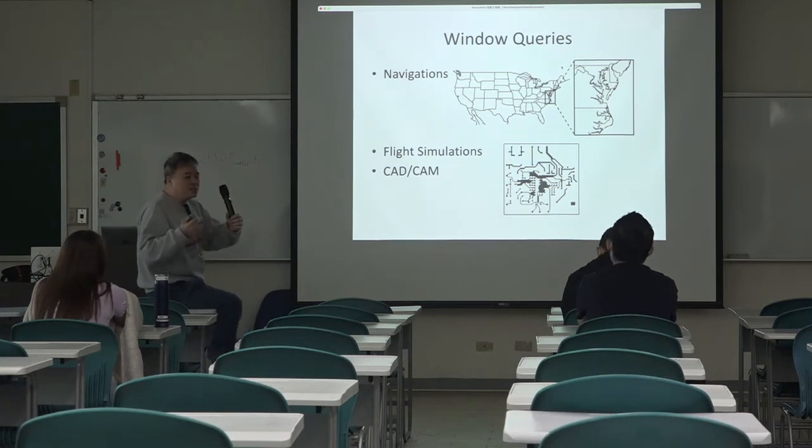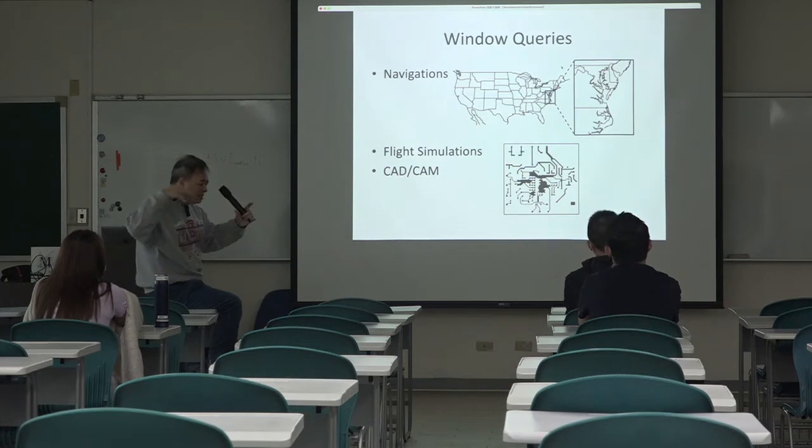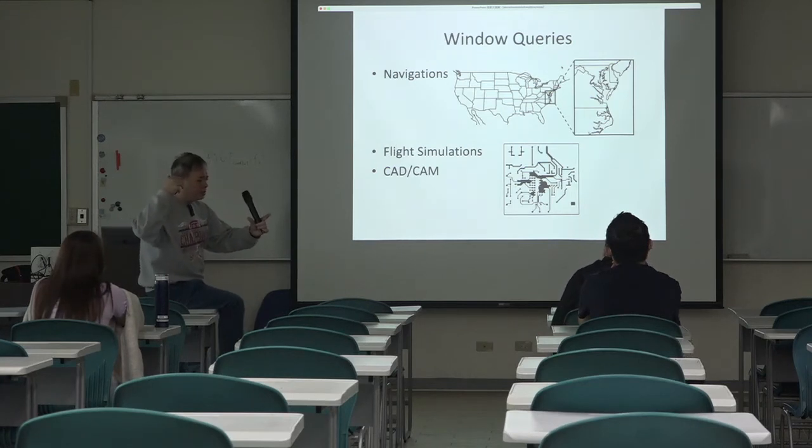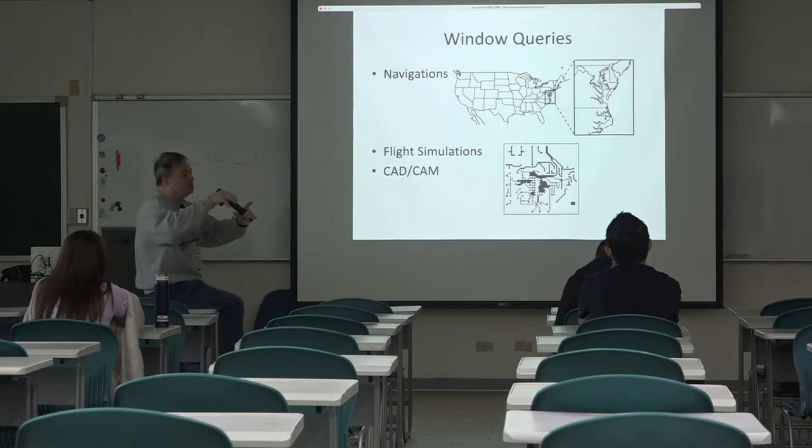And you can imagine in flight simulations, the computer screen will show only the nearby scene, right? But actually, all the scenes are pre-generated and stored in the computer. Otherwise, it's impossible to generate them while the player flies the airplane. It's just not possible because the speed is too fast. So again, that's considered a window query.